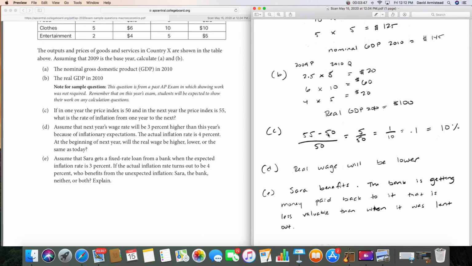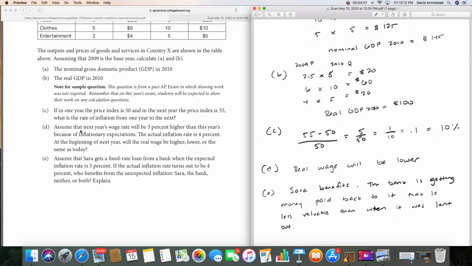So 55 minus 50 over 50. That's going to be 5 over 50. You can simplify that down to 1 over 10. That gives you 0.1 times 100, 10%. Okay, so inflation was 10%. You cannot just simply write in C 10%. You've got to show your work. Okay, so you need to write it out like this.